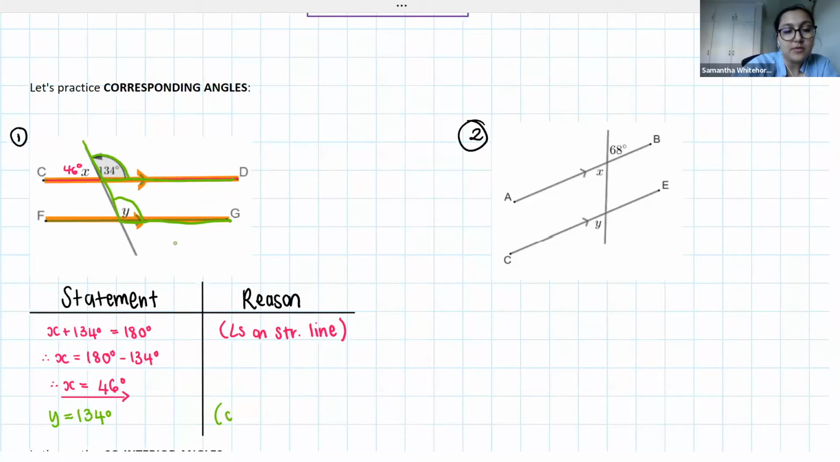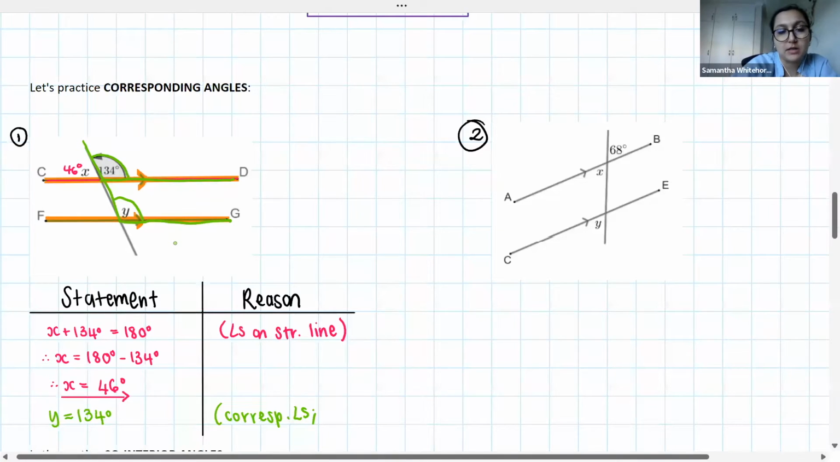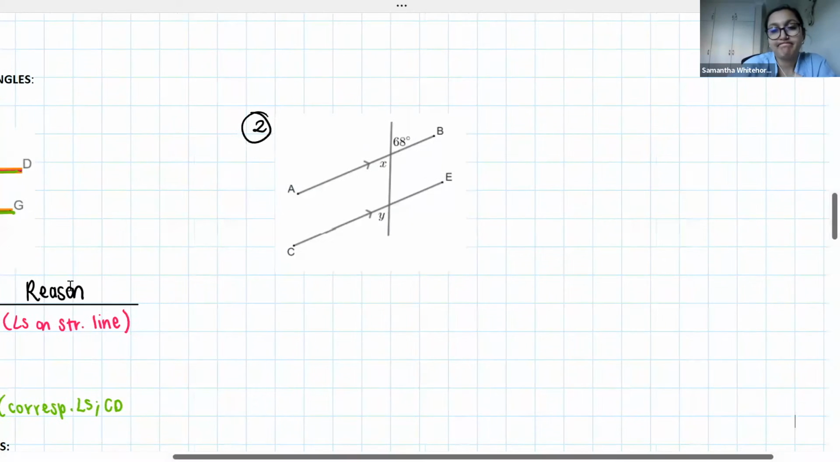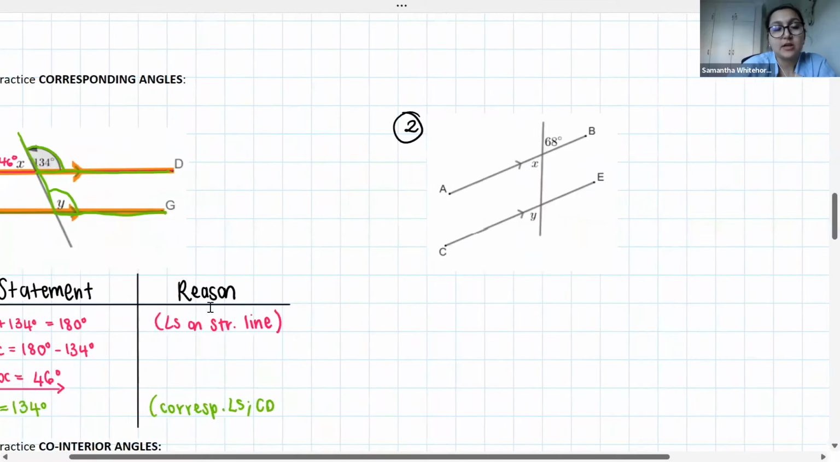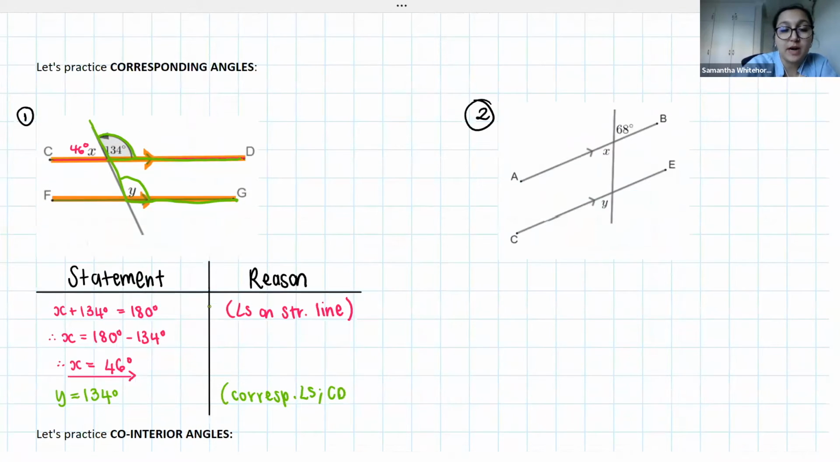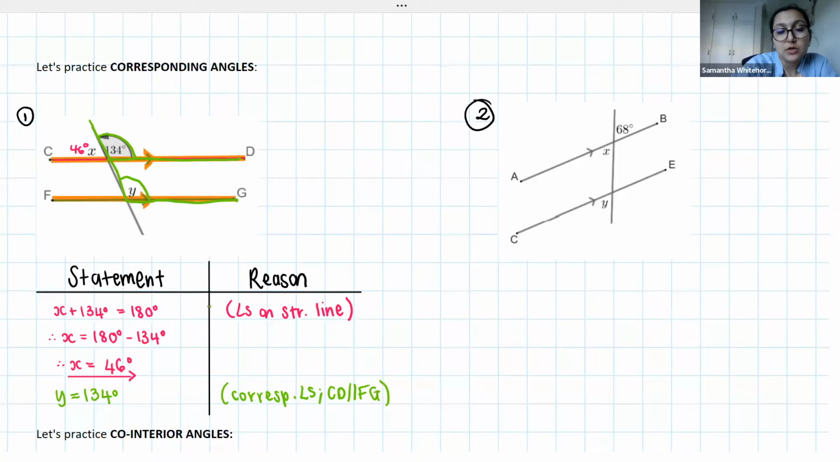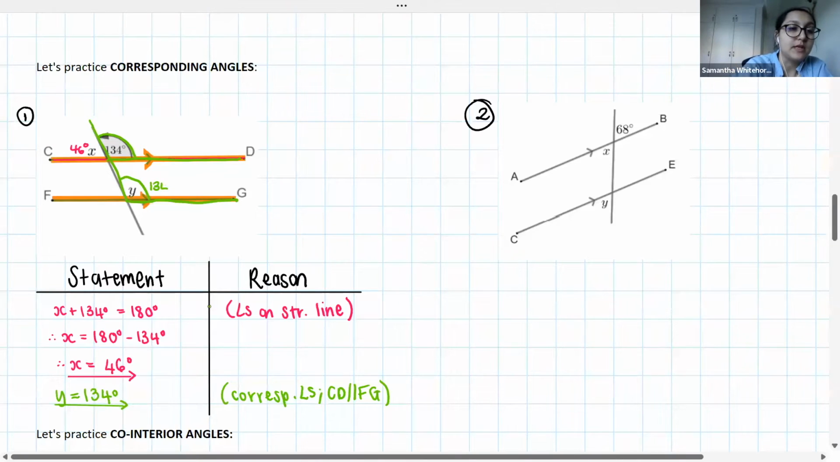Now remember, whenever we use parallel line reasons, so here are corresponding angles, we always need to state the parallel lines. There's lots of reasons for this. One of them is often there are more than one pair of parallel lines on a diagram, so we need to be specific about which parallel lines we are working with. Okay, so Y is equal to 134 degrees, nice and easy. Nothing too stressful there, and that's because of corresponding angles.